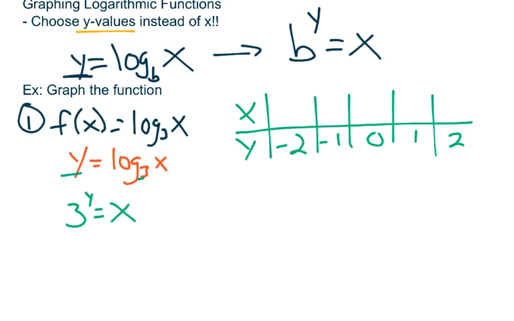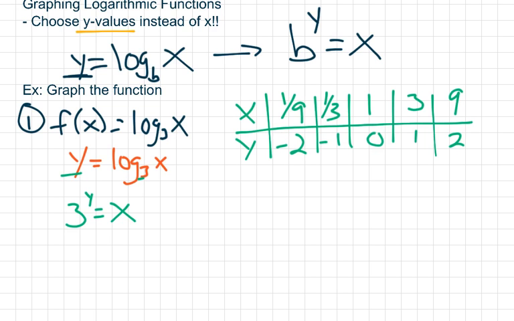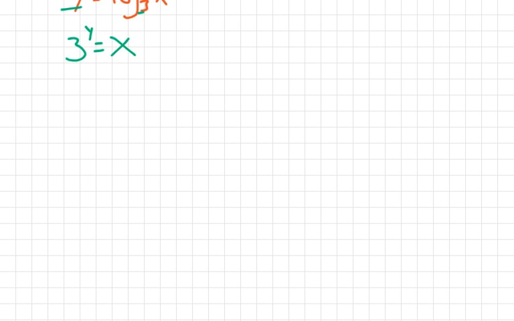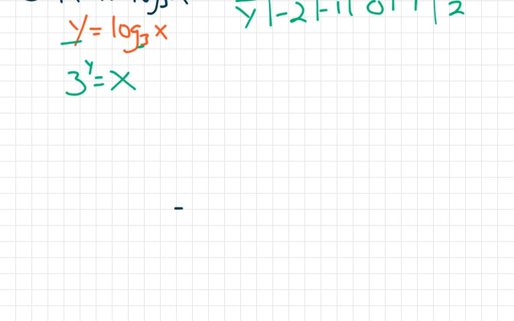Okay, so let's start with the 0 power here. 3 to the 0 power, any number to the 0 power is 1. 3 to the first power is 3. 3 to the second power is 9. 3 to the negative first power means reciprocal, and the reciprocal of 3 is 1/3. The negative second power means reciprocal squared. So the reciprocal of 3 is 1/3, squared, 1/3 times 1/3 would be 1/9. Now, let me bring in some graph paper. When we graph, we'll go back and forth between these x's and y's. Let me draw my graph here.